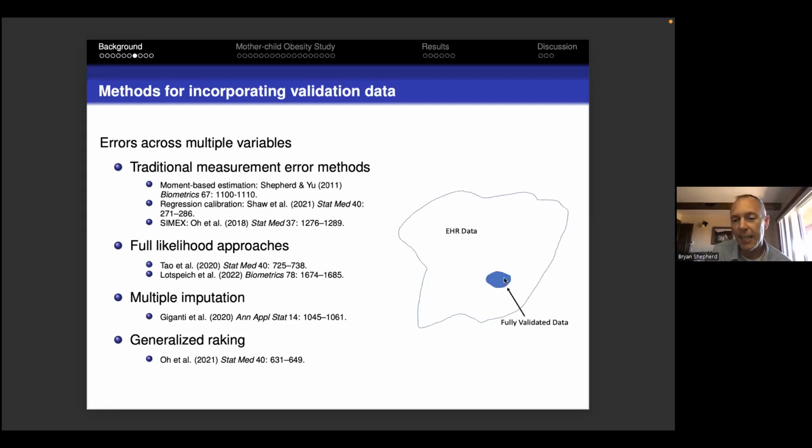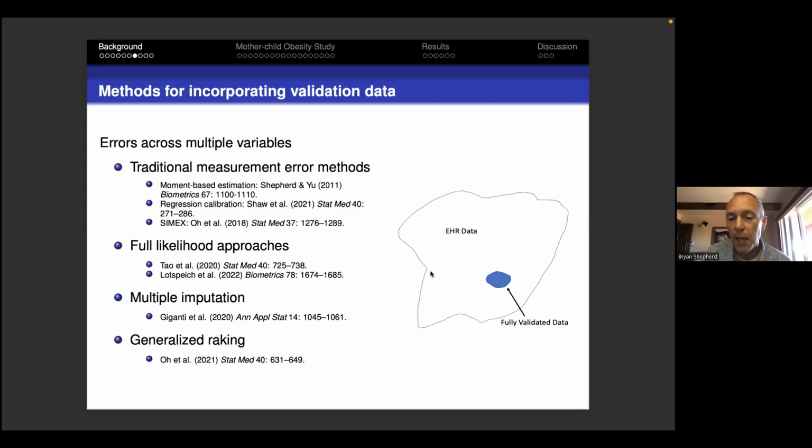The basic idea is you have complete data for the subset that was fully validated. You're missing the validated data for the larger group. And so you build a model for the validated data in this subset, and then you multiply impute what you think the validated data would be based on your imputation model for the larger cohort. And then you do the analysis, you repeat it multiple times, like in typical multiple imputation.